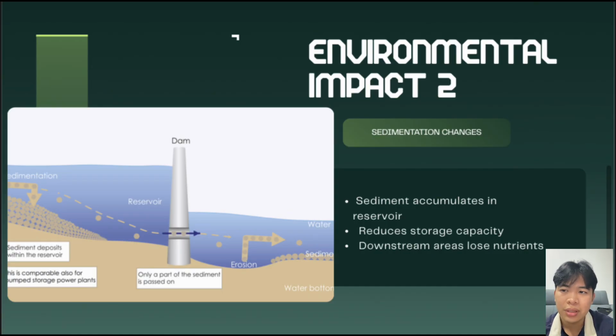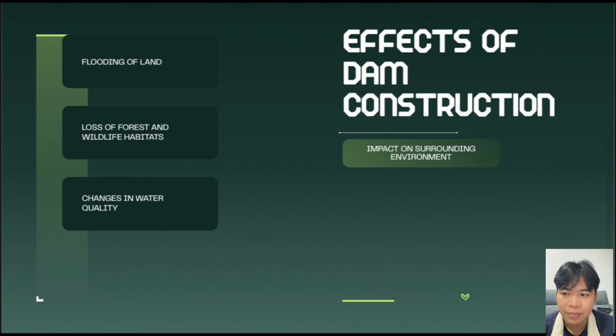The next slide was effect of dam construction. The construction of dams can also affect the surrounding environment. Large areas of land may be flooded to create the reservoir. This may destroy the forest and wildlife habitats. The natural flows and quality of river water may also change.